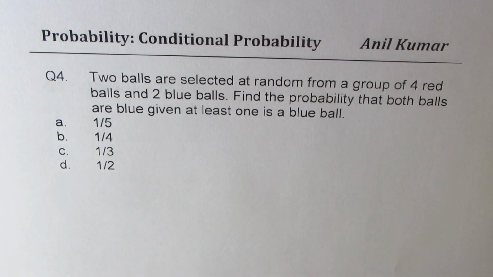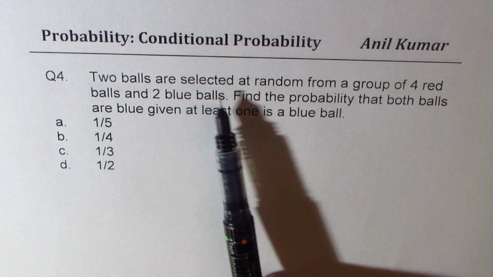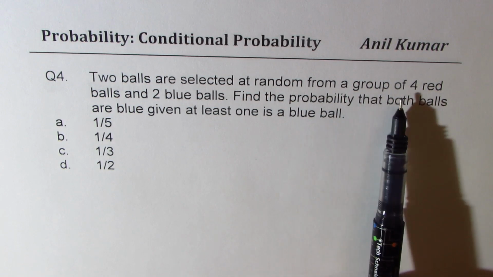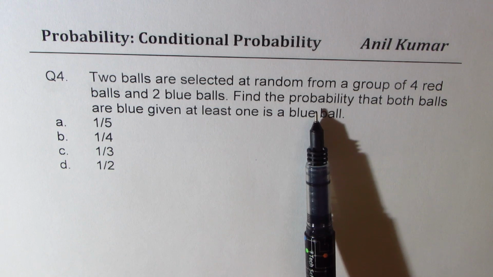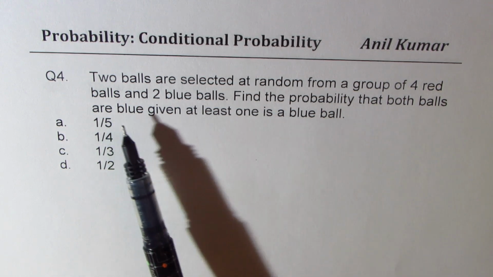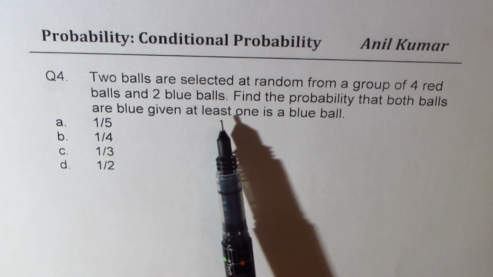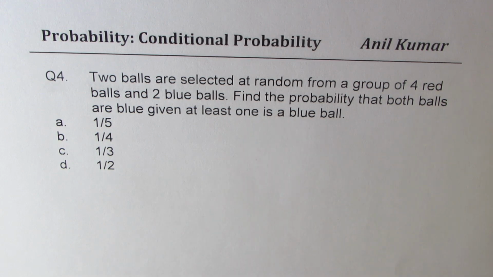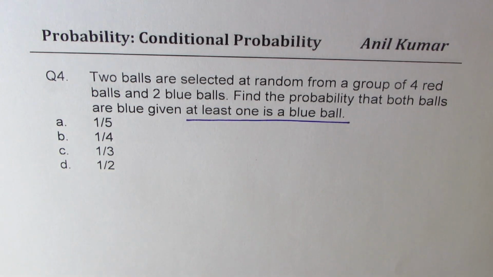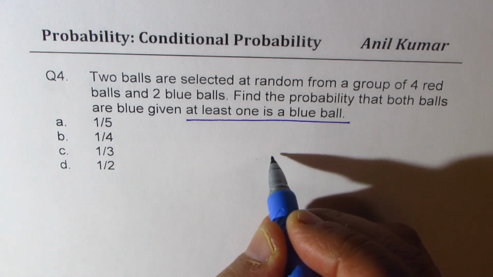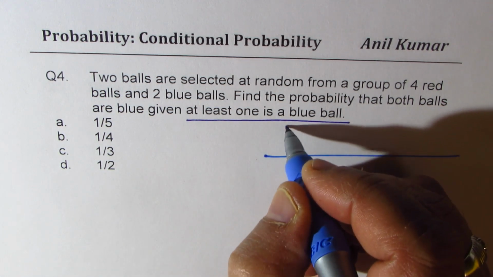Now here is question number 4. We are saying that 2 balls are selected at random from a group of 4 red balls and 2 blue balls. Find the probability that both balls are blue given at least one is a blue ball, right? So we are given that at least one is a blue ball. Now to solve such questions, we could actually use the strategy which we have used for dice.